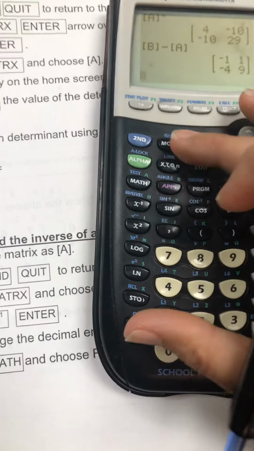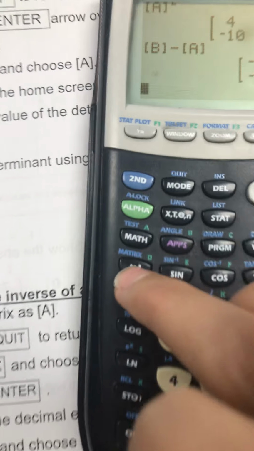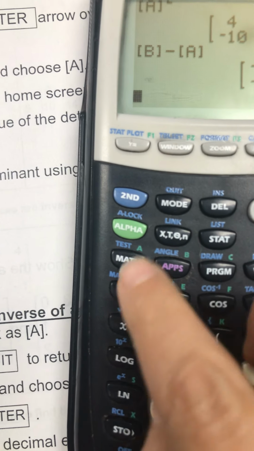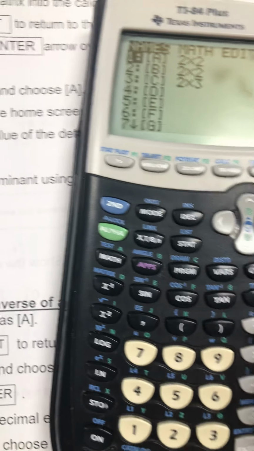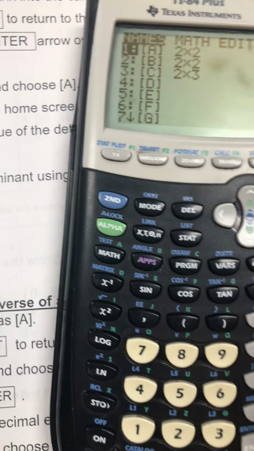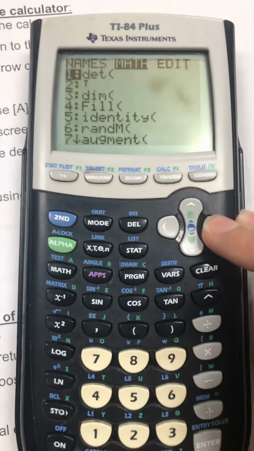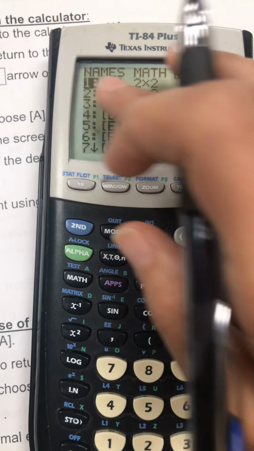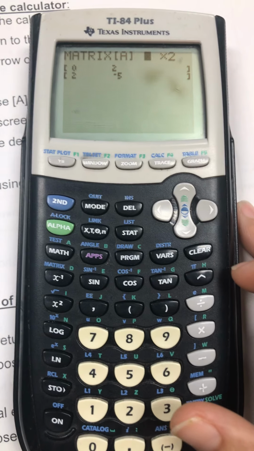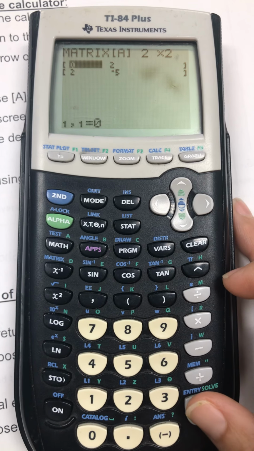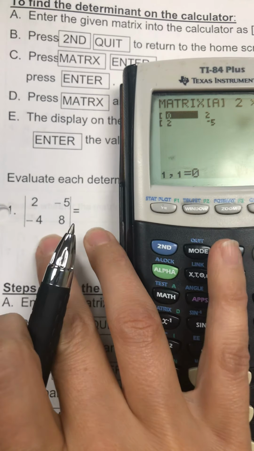Now you're going to go to your matrix button, the blue one. Hit second matrix, go to 1, which is A, and scroll over to the right to edit. Choose A and enter. Our dimensions are 2 by 2, so I'm going to enter, and go down here and change it to make it look like what we have on the paper.